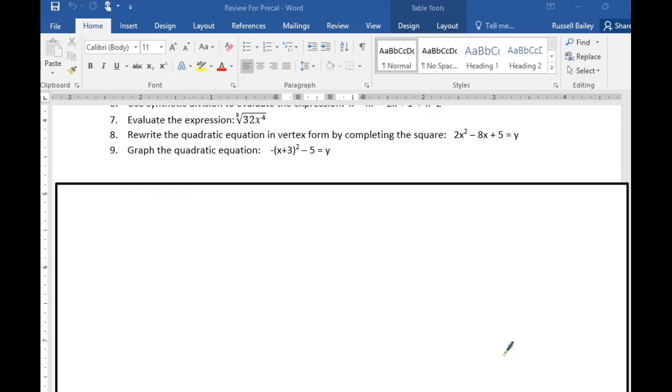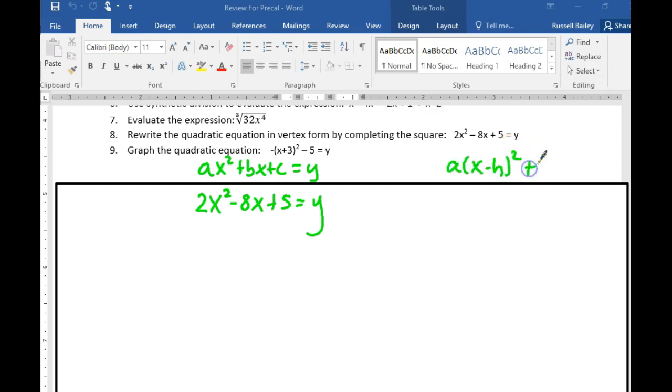Next question, transforming something into vertex form. There's a lot of steps in this process. The goal is I want to transform it from standard form, which is this, into vertex form, which is this. Okay. Now there are quite a few steps to this. It's in your notes if you ever want to look at it, but I'll do it really quick here on the video so you guys can see it.